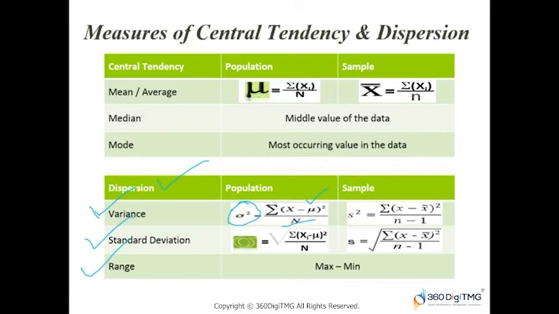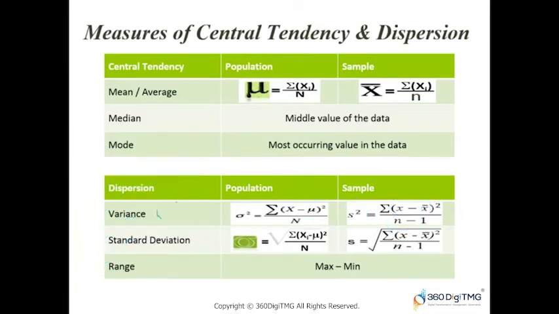If it is a sample, the formula would change and the notations would change. It is s square. It is nothing but summation of x minus x bar whole square. You see small x is here because it's a sample, and here you see n minus 1 instead of n. There's a slight difference that you'll have to notice.